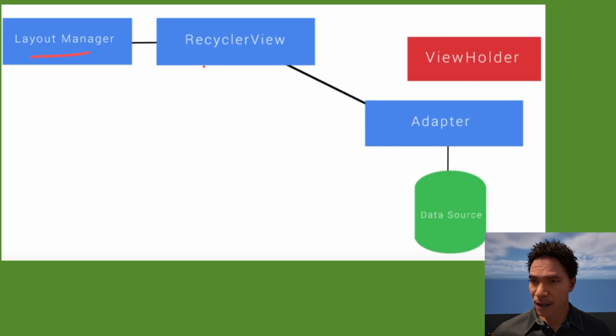Layout manager, RecyclerView, adapter, view holder, and the data source. So here is your database. It can be a Firestore database, a Mongo database, a SQLite database, any database, or even a JSON or an array of strings in your string file. And the adapter will communicate using the view holder to inflate the views, okay?